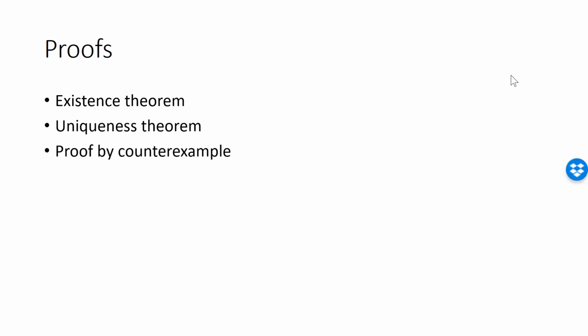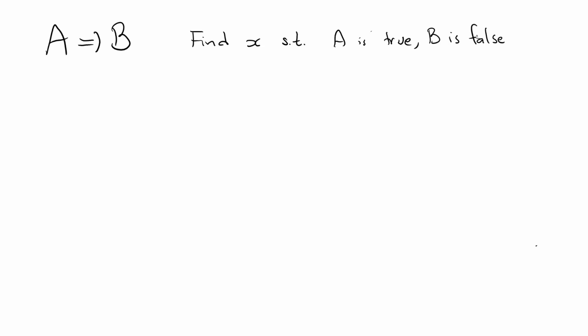A proof by counterexample is often useful if you want to prove that an implication is false. Given an implication A implies B, we say that we do a proof by counterexample if we produce a value of the variable x such that A is true and B is false. Remember, producing one such example will prove that the implication is false.